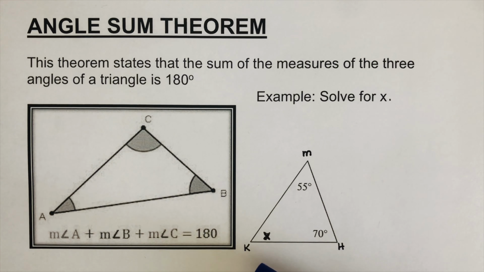The letters that we're using here: this is triangle KMH. So how do we find X? We're looking for X here. Again, it doesn't have to be A, B, C. So in this case, this is what we need to do.